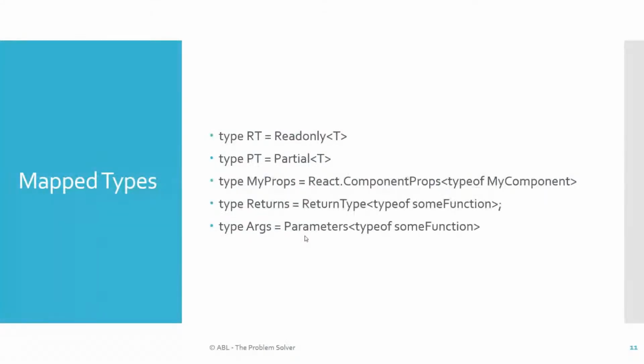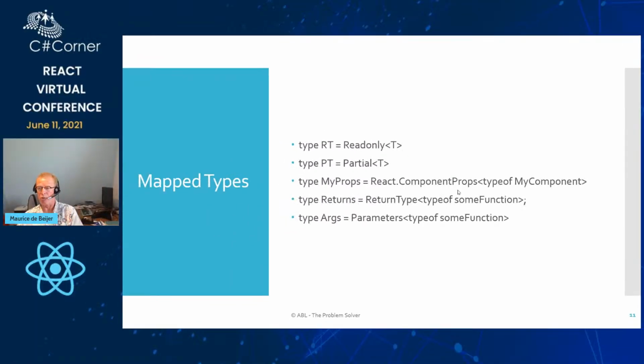Other useful things are things like React.ComponentProps. If someone, maybe your own code, maybe some code you get from a library, exposes a component and you want to actually know the props, well, maybe they exposed them, maybe they didn't. But if they didn't, you can actually retrieve the prop types for that component using ComponentProps. Really nice. I use that a lot.